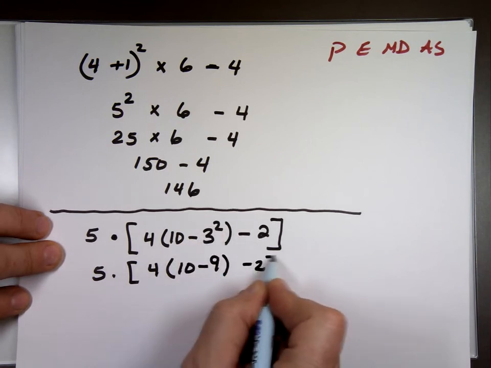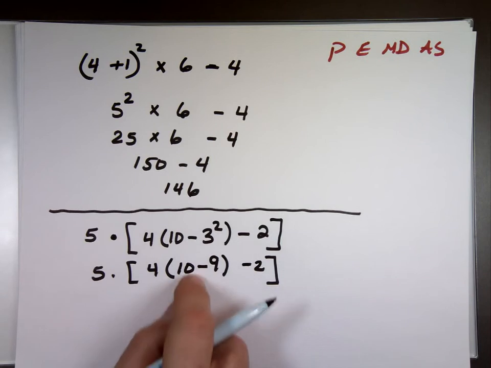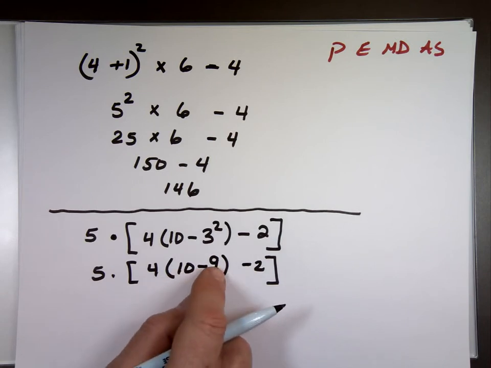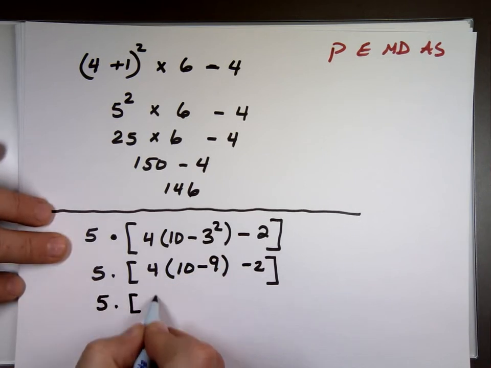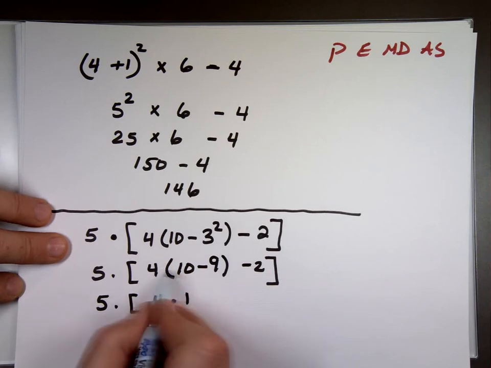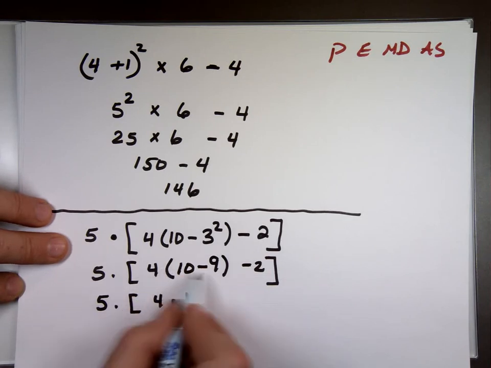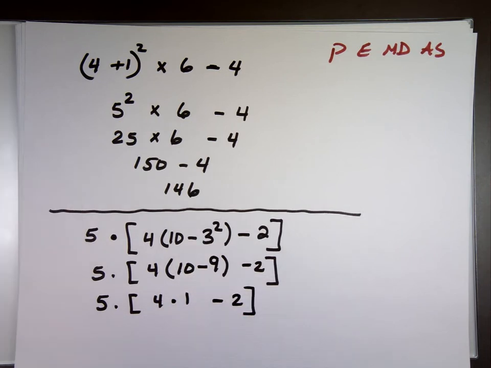Notice I copy the problem. Got a lot of paper. I'm still not done with the inner set of parentheses. What's 10 minus 9? 1. So this becomes 5 times 4 times 1. That means if there's no operations, multiplication. 4 times 1. Now the inner parentheses are gone.